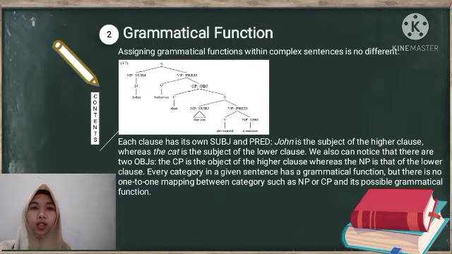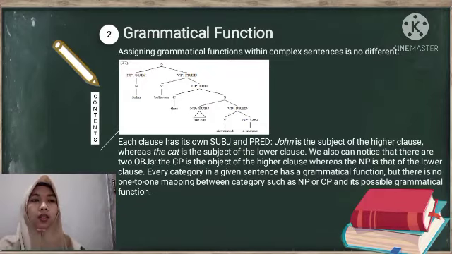Assigning grammatical function within a complex sentence is no different. Subject: this is a noun phrase subject. The form is noun John. Verb phrase predicate: verb believe. Clause phrase object: clause that, subject noun phrase the cat, verb phrase predicate, verb chased, noun phrase object a mouse.